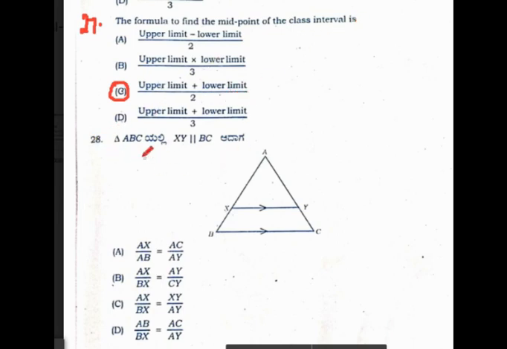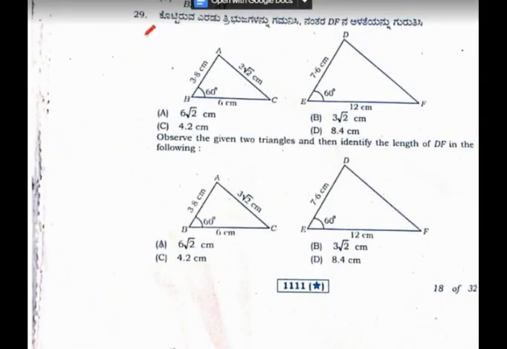28th question. In triangle ABC, XY is parallel to BC, then the correct option is B, AX by BX will be equal to AY by CY. This is basic proportionality theorem. So we apply basic proportionality theorem for this question. So 28th question option is B. Moving on to 29th question.